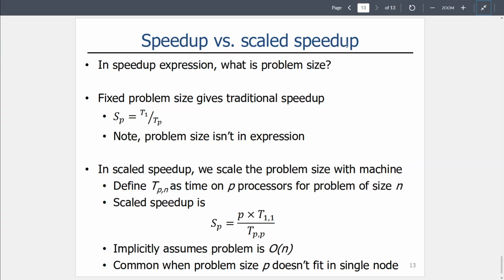With scaled speedup, we scaled the problem size with the size of the machine, and so our speedup, actually taking the problem size into account, comes a little bit different to compute. There is an implication that our problem is O(n). Let's be honest, we're not trying to run any quadratic or exponential algorithms on these computers anyway. That is not a good use of our time. So that's not a terrible assumption to make.